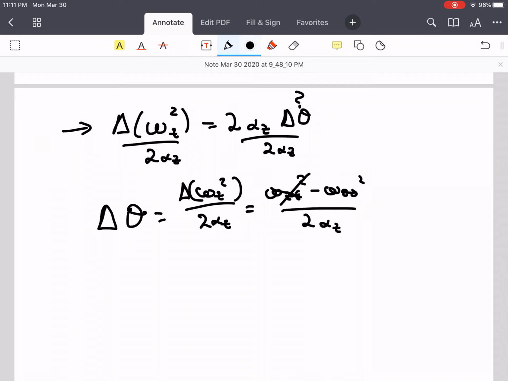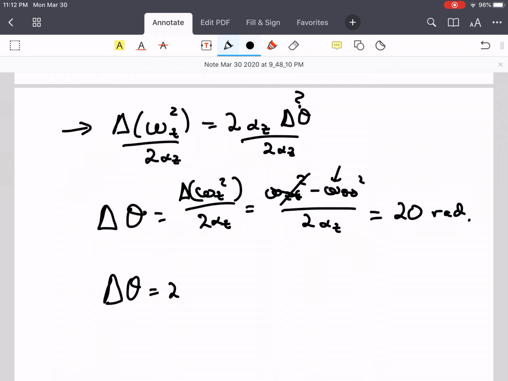Omega z final was 0. Omega z initial was 10 radians per second, and alpha z was negative 20 radians per second squared, or I think I had that backwards. Anyways, you plug in some numbers, and the answer turns out to be 20 radians. So we're almost done. It goes through 20 radians before stopping, but the problem asks how many revolutions. So now I just need to do a quick unit conversion.